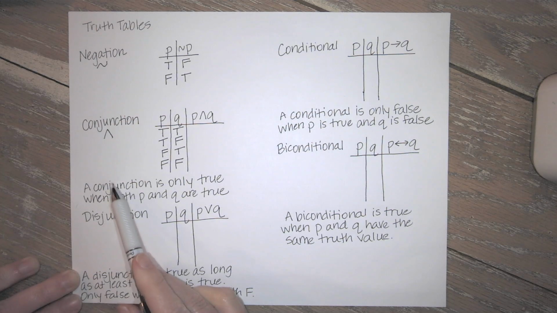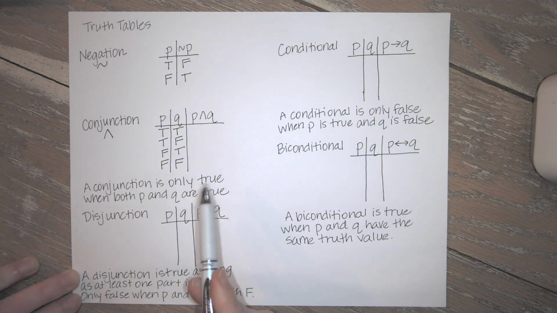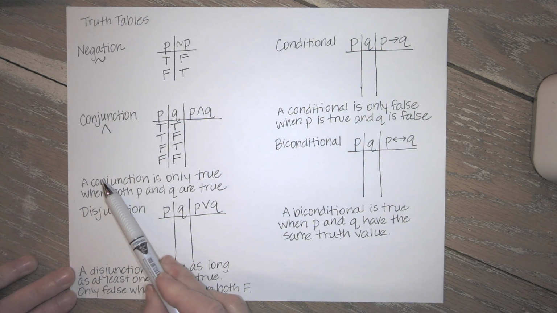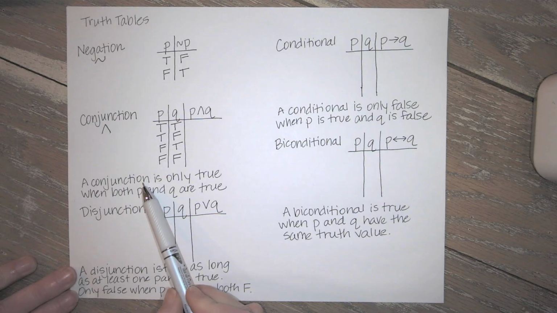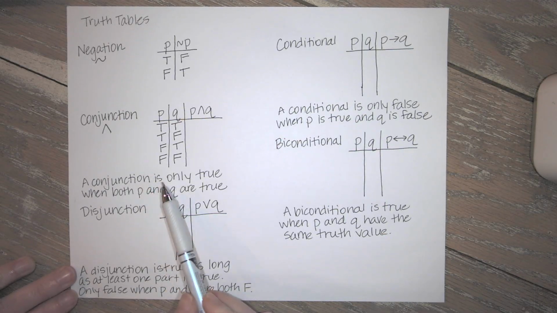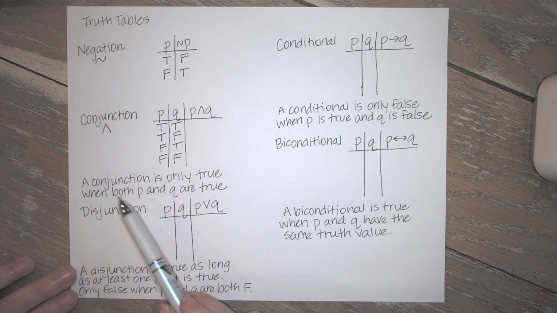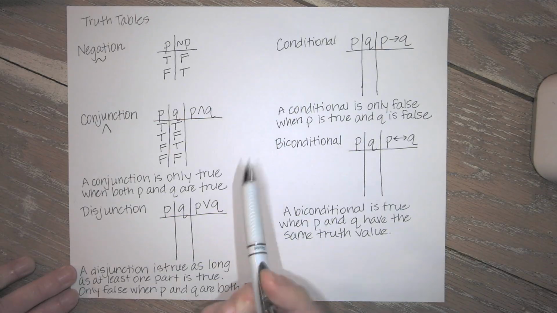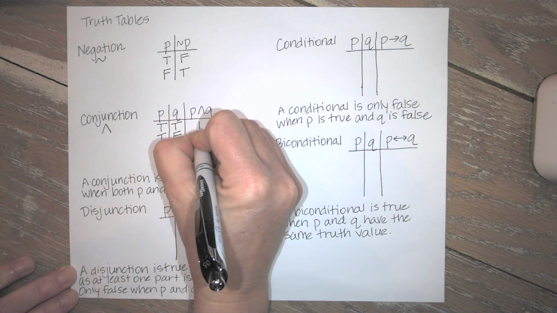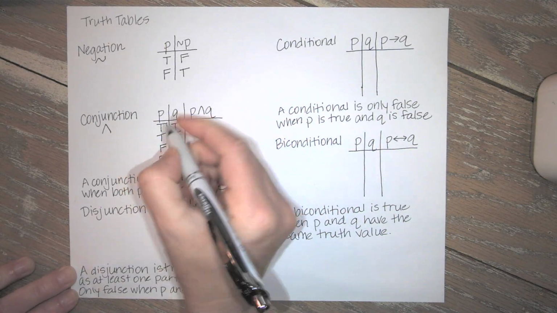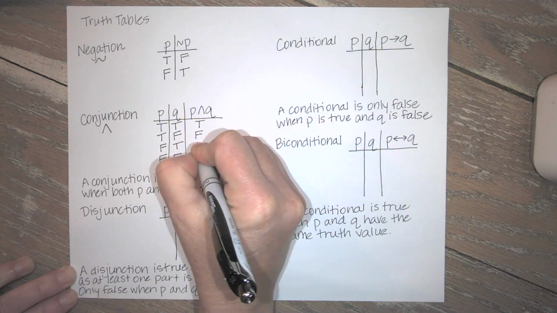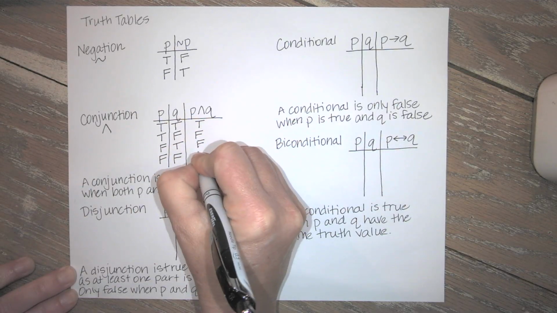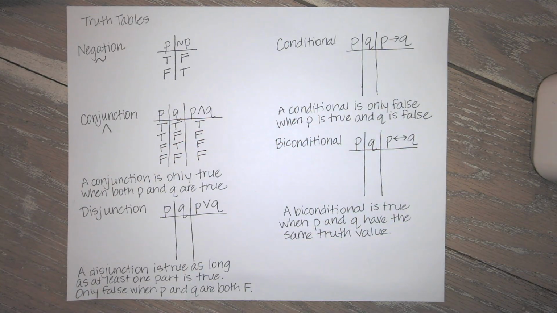Now notice I put a note here at the bottom. This is how I remember how to fill out my conjunction truth table. A conjunction, an and statement, is only true when both P and Q are true. So the only time this is going to be true is here, when these are both true. In all of these other scenarios, the conjunction is false.